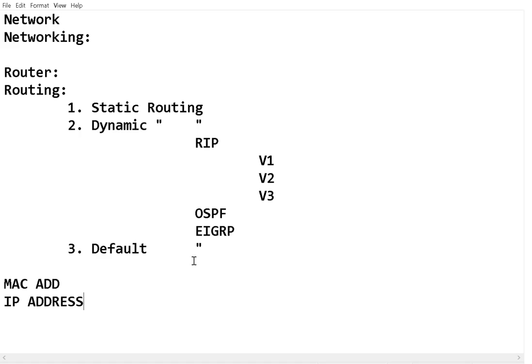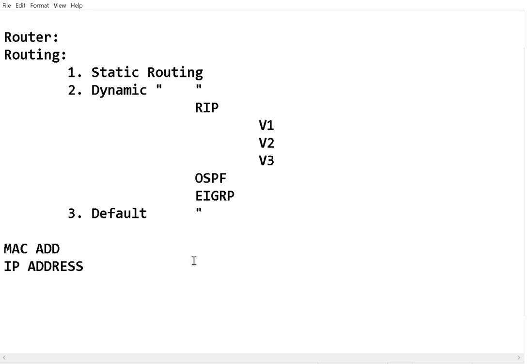For example, 192.168.1.10. This IP address belongs to which class? Class C. No doubt. No more explanation. Class C means three network portions and one host portion.